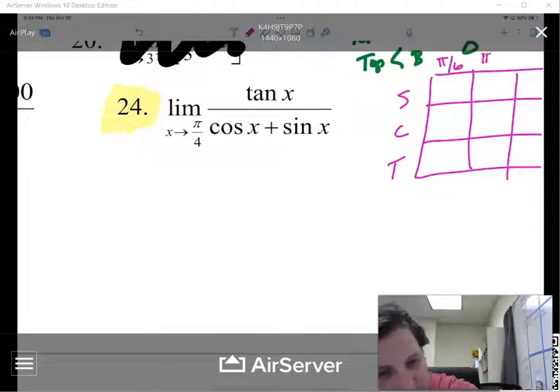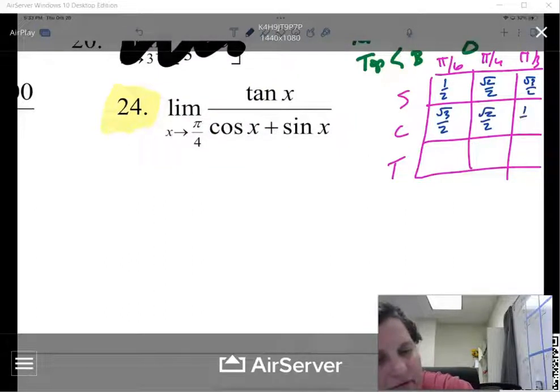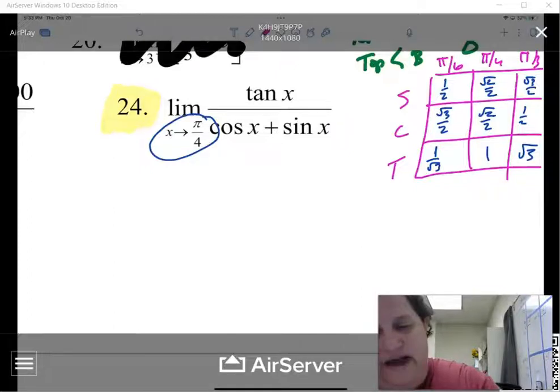30, pi over 6, pi over 4, pi over 3. And it fills in like this: 1 over 2, root 2 over 2, root 3 over 2; and 3 over 2, root 2 over 2, 1 over 2. Divide those. That's 1 over root 3, 1, root 3. At pi over 4, that is this column right here.